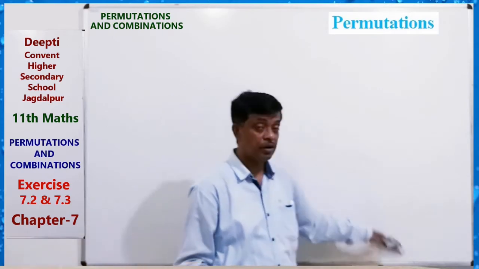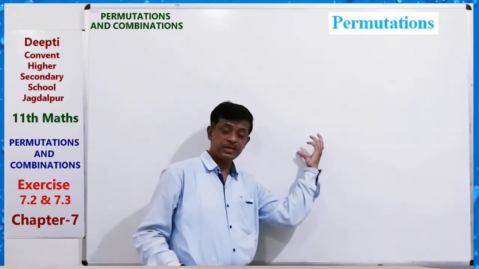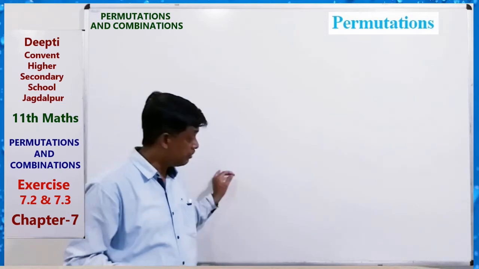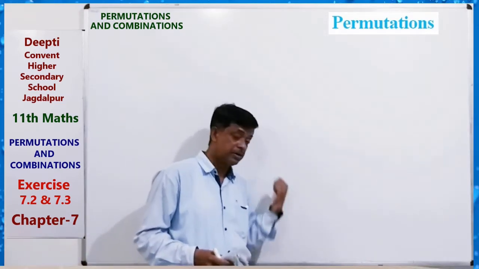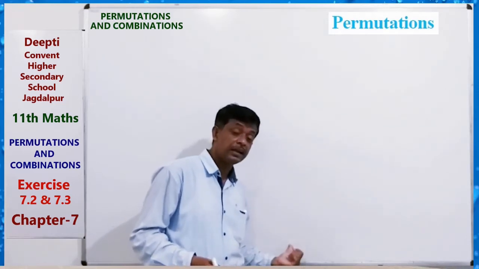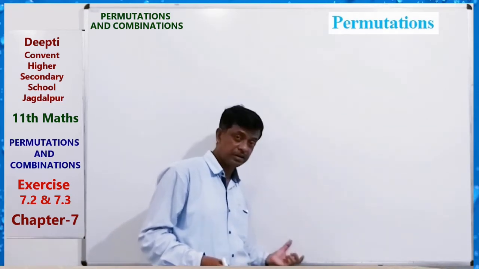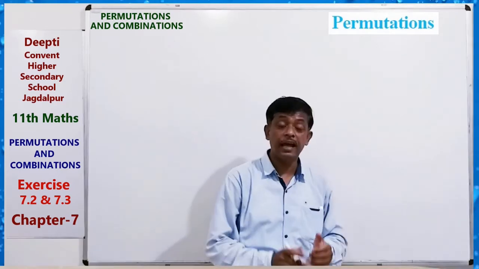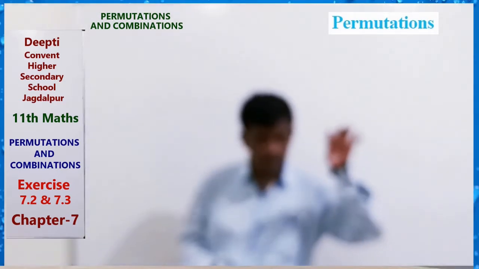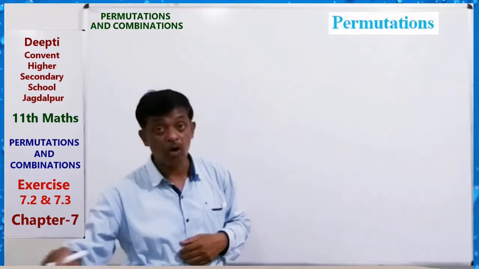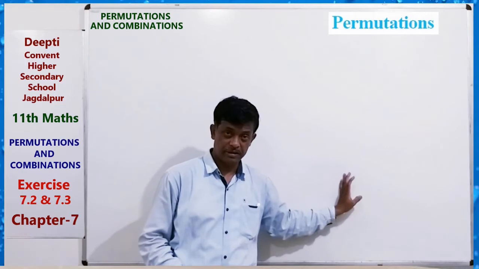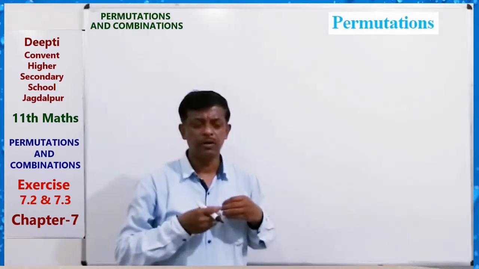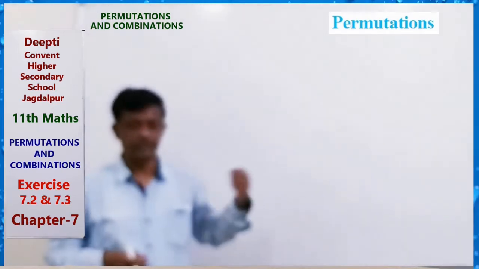So we can select objects from a given number of objects. Either we can select all the objects or some of the objects in a definite order, and that type of arrangement of objects in a definite order is called permutations. That is, permutation is the arrangement of objects in a definite order, the number of objects taken all at a time or some of the objects at a time from them.